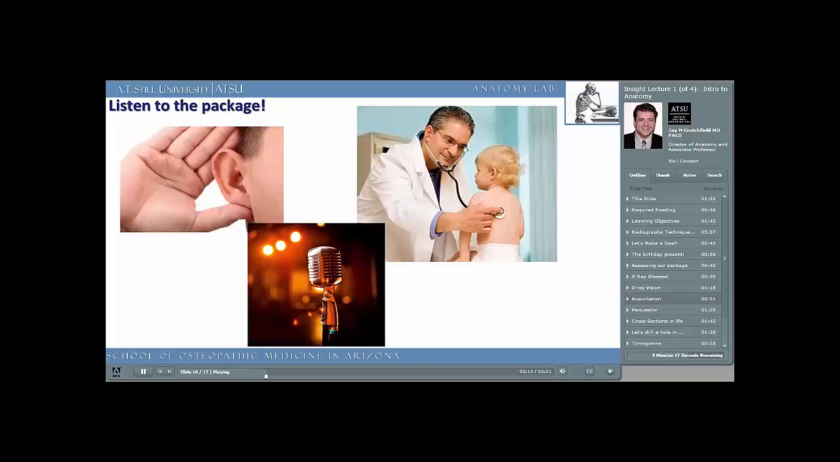The stethoscope is used to listen to heartbeats. It's used to listen for heart murmurs. It's used to listen to bowel sounds or the flow of blood through the various vessels in the body. For example, when we listen to the carotid arteries, if an abnormal sound called a bruit is heard in a blood vessel, it may indicate an impending blockage, and that may require surgical intervention.